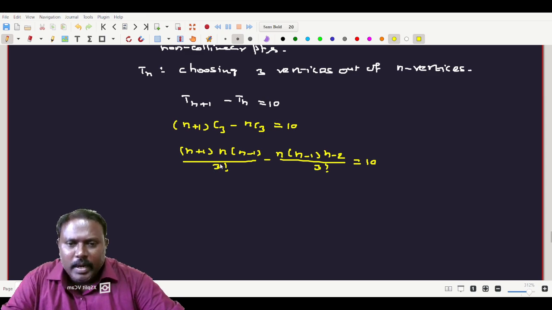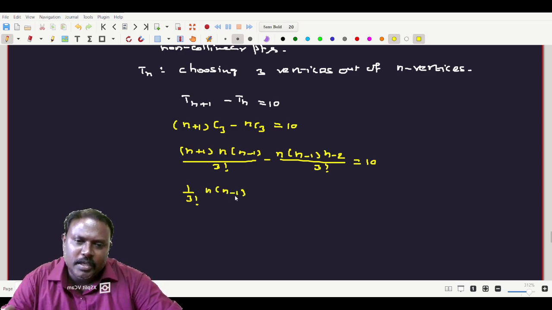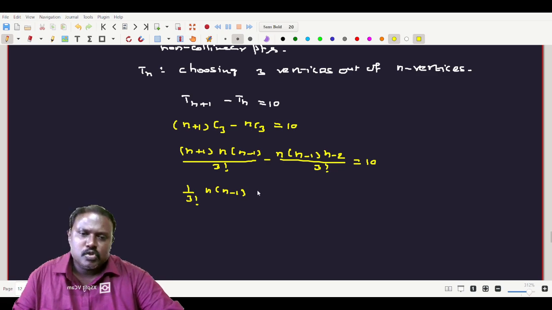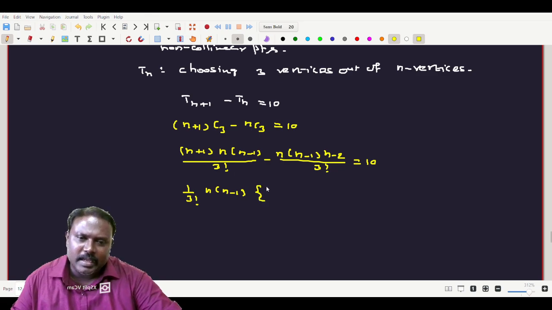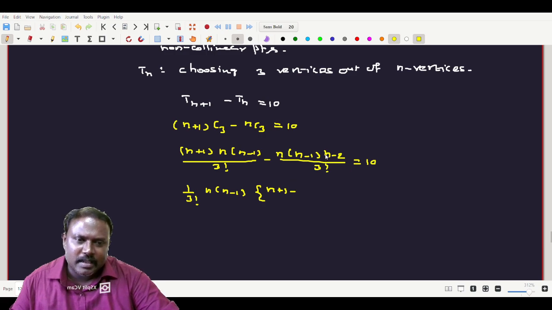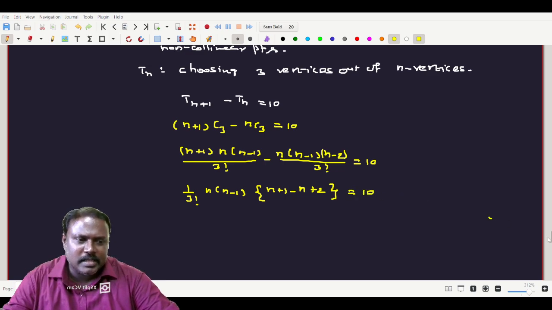Now look at here, also 3 factorial, here also 3 factorial. You just take 3 factorial out, and then here n, here also n. So take this n into n minus 1 also out. So what will be remaining here? Here remaining is n plus 1, minus what remains here, n minus 2. So this is minus n plus 2. Okay, this equals 10.